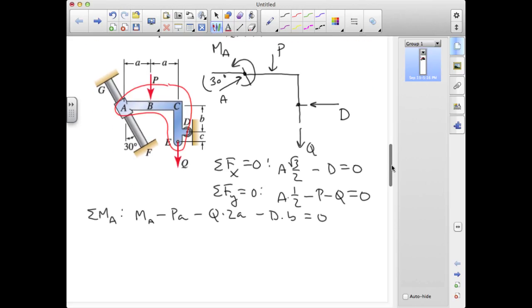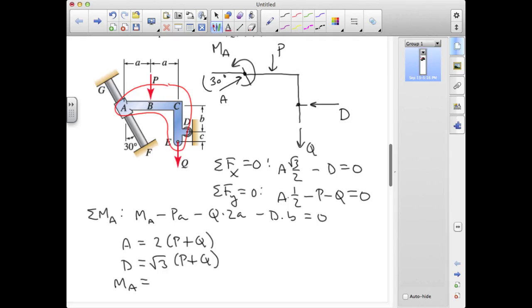Now in this case, I can solve for A first from the vertical equilibrium equation. It's presumed that I know these external loads P and Q. So I can see first from vertical equilibrium that A will be equal to 2 times P plus Q. And then I can take that result and substitute it into the horizontal equilibrium equation and get that D is equal to root 3 times P plus Q. So now knowing A and D, I can take that result and substitute it into the moment equation to get the moment reaction at A.